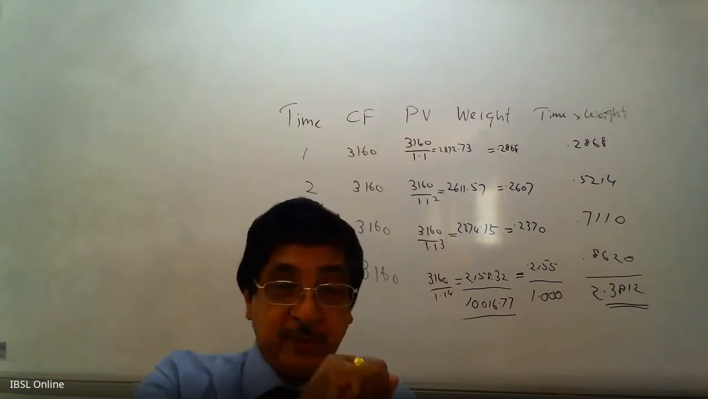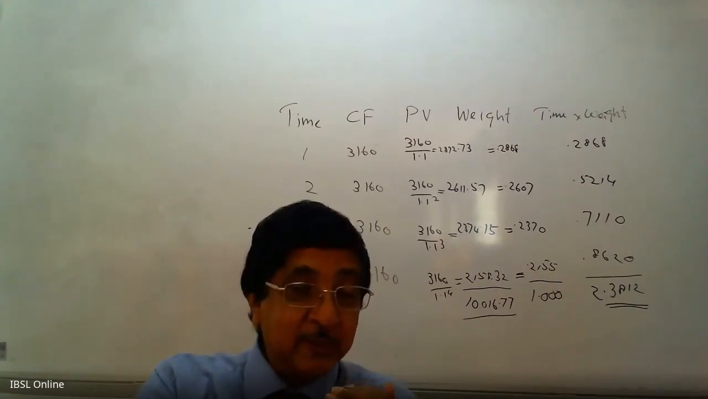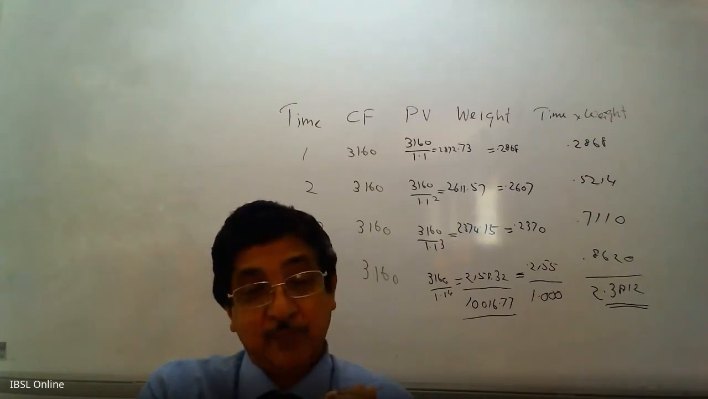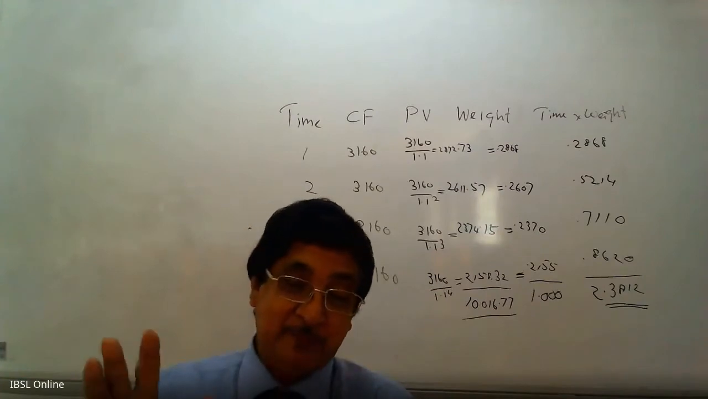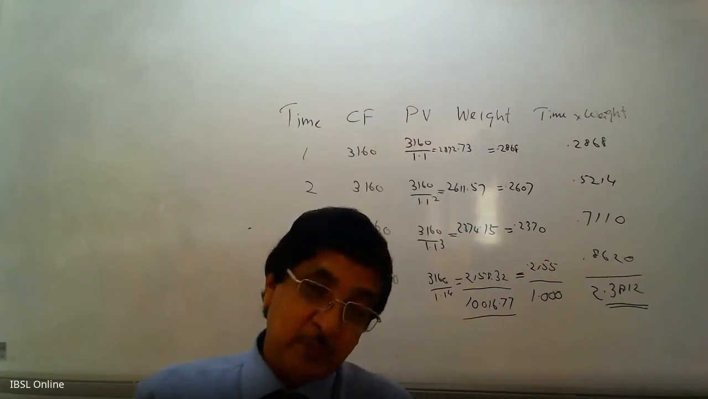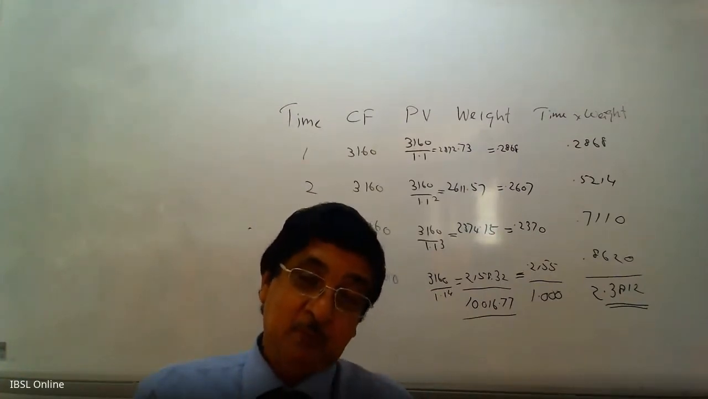Now the tenor of the loan is 4 years here, whereas the duration is only 2.3 something. Now you get the point. So that's another type of phenomenon you need to observe and identify.